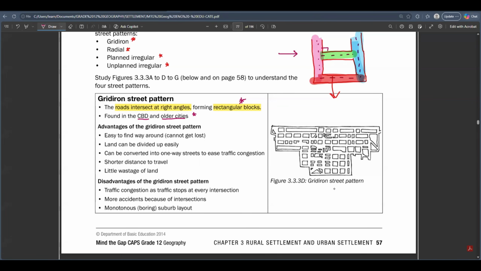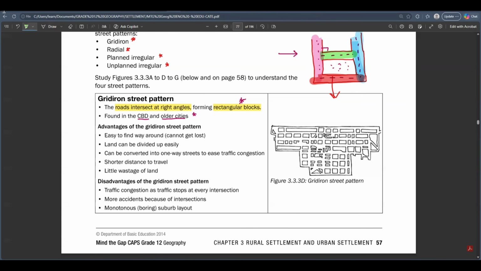The grid iron street pattern is found in older cities. That's how they used to build their roads back then. Or you can find that in a CBD, especially in a CBD, that's when you find roads that are intersecting at 90 degrees like this, and you find a couple of buildings in between. But the fact is here, the roads are meeting at what? At 90 degrees. What you need to know is the advantages and disadvantages of having this.